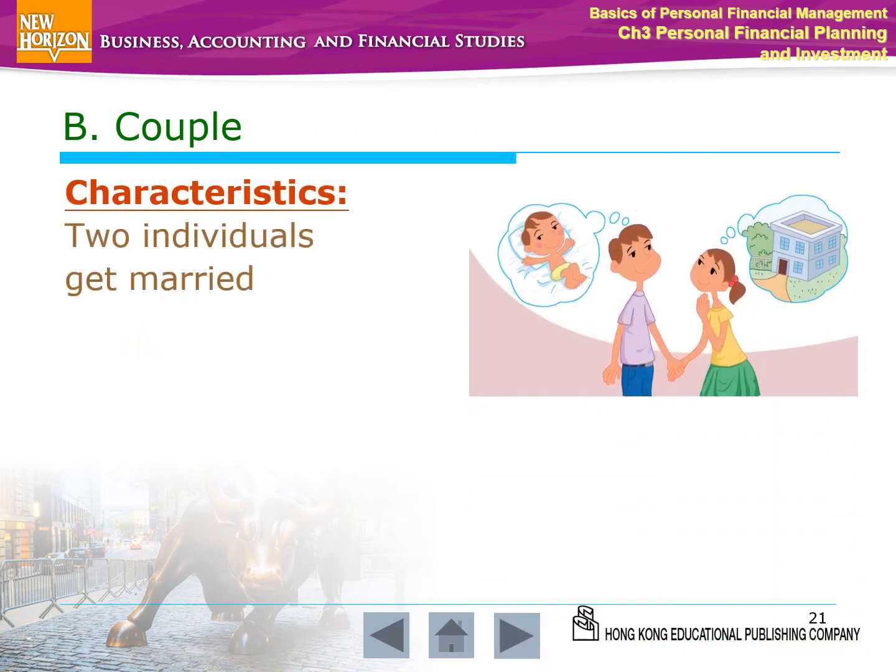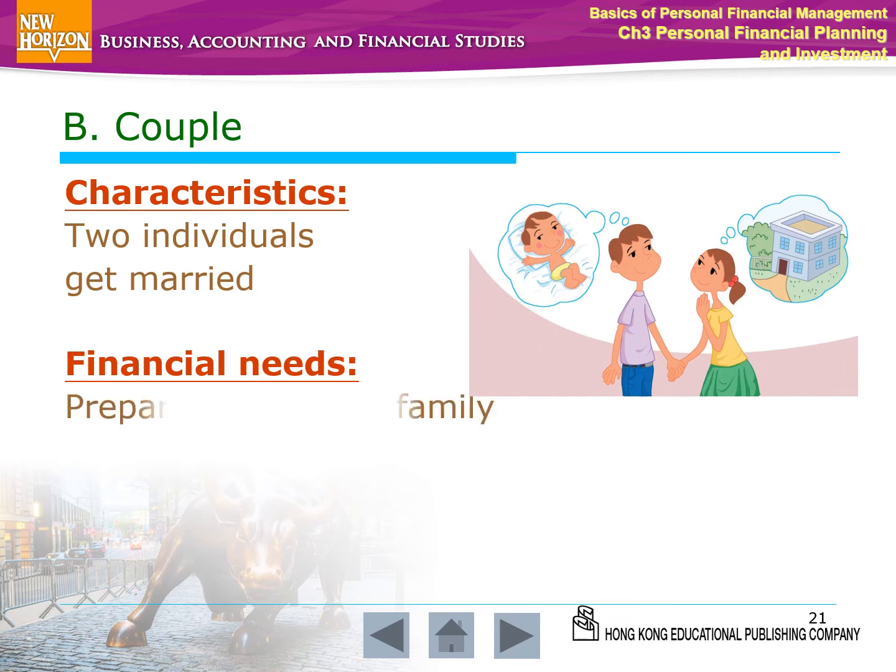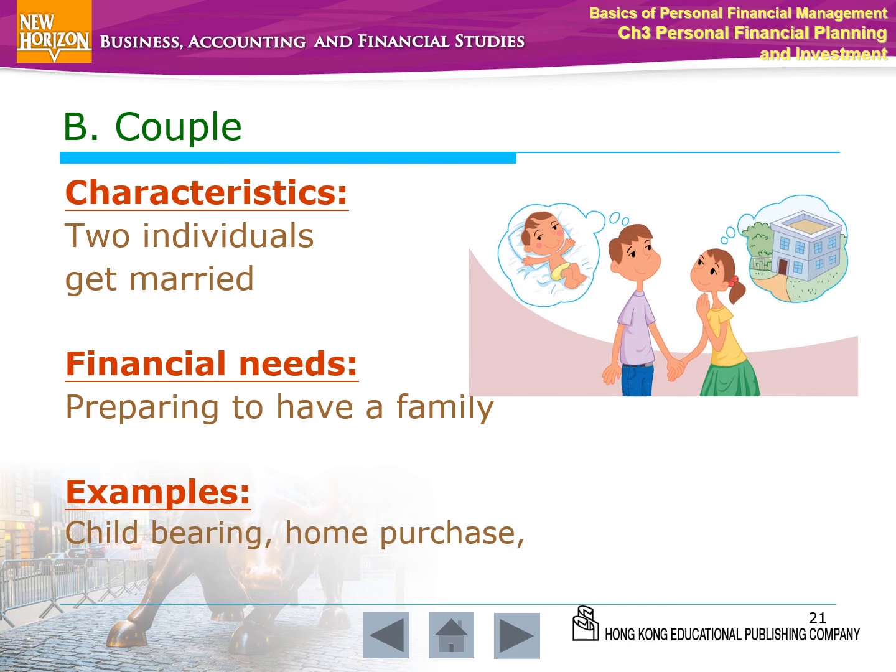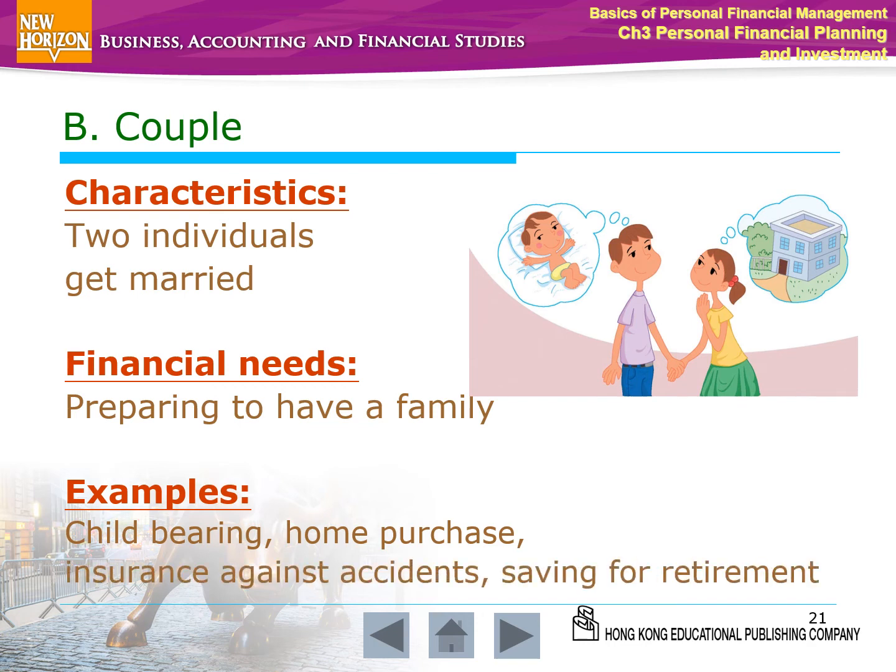Okay, the second stage is called couple. Couple, of course, is a stage when two individuals get married. The financial needs for a couple are that you have to prepare to have a family, to have children, to buy an apartment. So examples again: you have to bear children, to buy an apartment. You have to buy insurance against accidents, and again, you save for retirement.